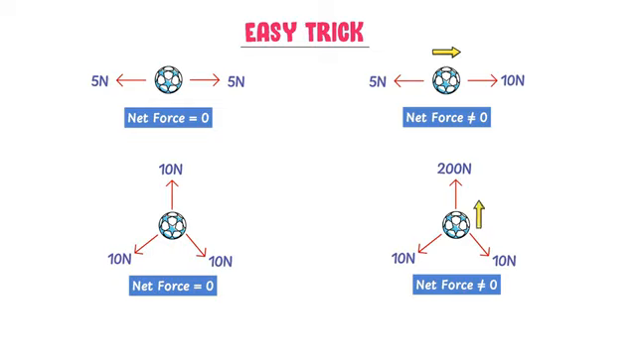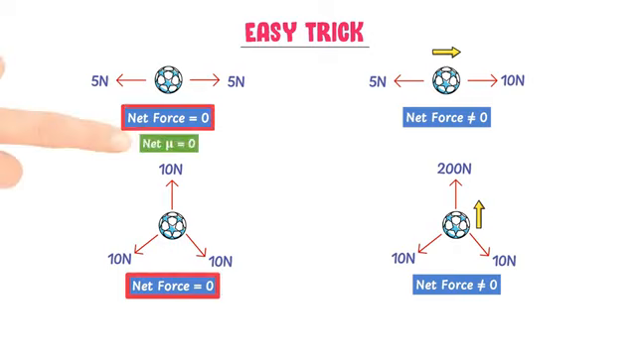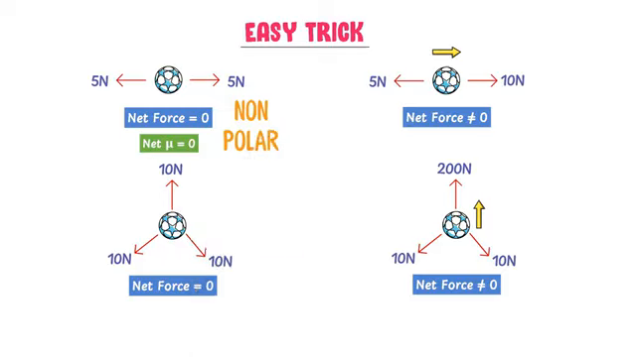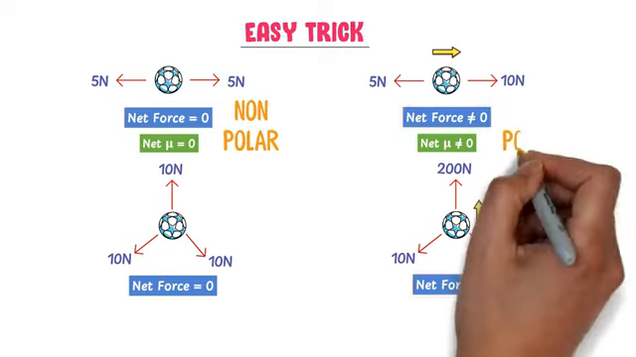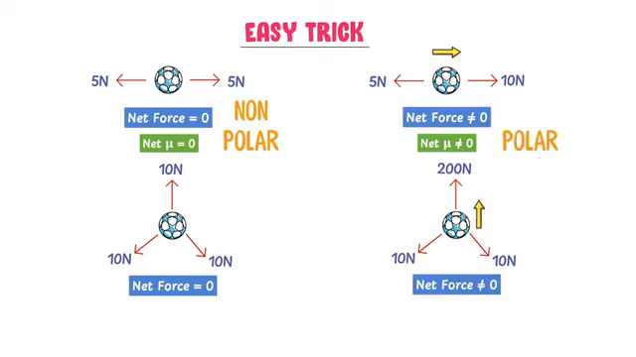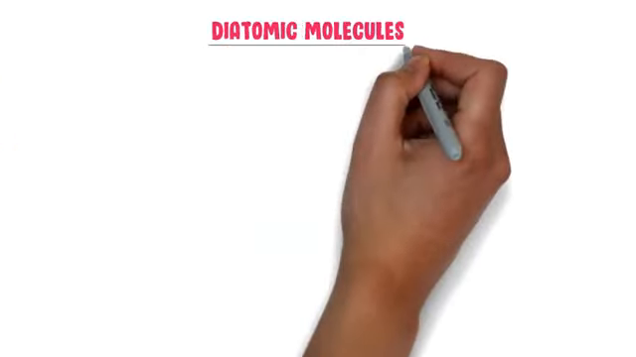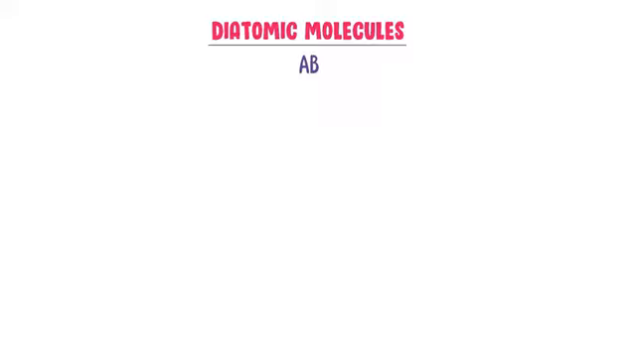So using this trick, we can easily calculate the dipole moment of any molecule. For example, if net force is 0, net dipole moment is 0, and the molecule is a non-polar molecule. If net force is not 0, dipole moment is not 0, and the molecule is a polar molecule. But how can we use this trick? Well, it is very simple. Consider a diatomic molecule of AB format.